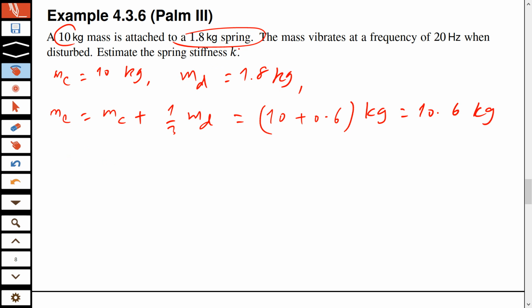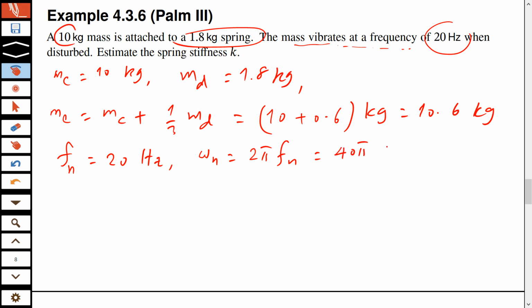Now I need to estimate k. Rather than using any geometry, so that I could have looked in some table, he has provided me with the frequency. So the natural frequency is 20 Hertz of oscillation. Of course, we can convert that to omega n because that is more convenient, 2 pi fn, which is 2 times 20, that is 40 times pi radian per second.